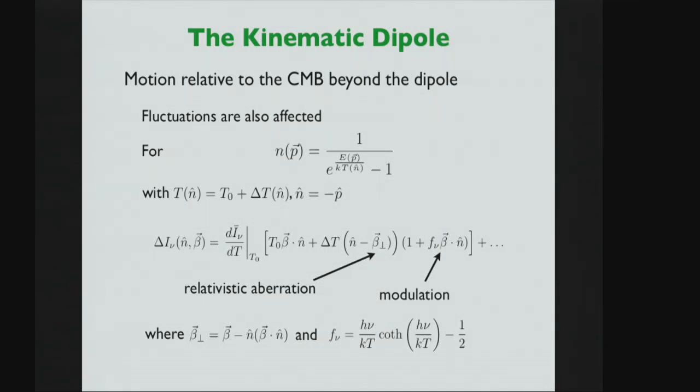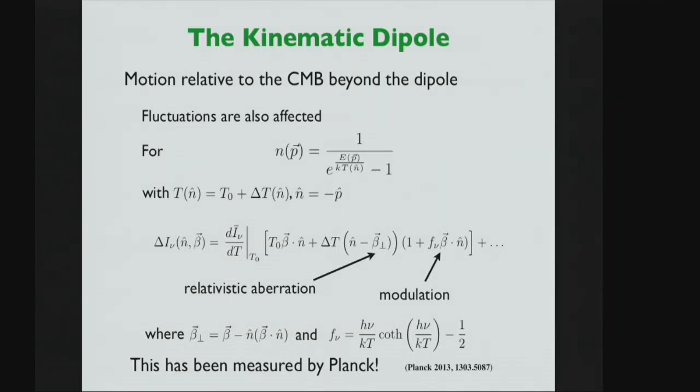It has a characteristic frequency dependence, and you can look for these effects, and these are actually effects that Planck has detected. There's a nice paper that you can read about this from the Planck collaboration. This is the reference in case anyone is interested. There are a number of ways you can see that we're moving with respect to the cosmic microwave background, and they're all consistent. So we have a consistent picture.